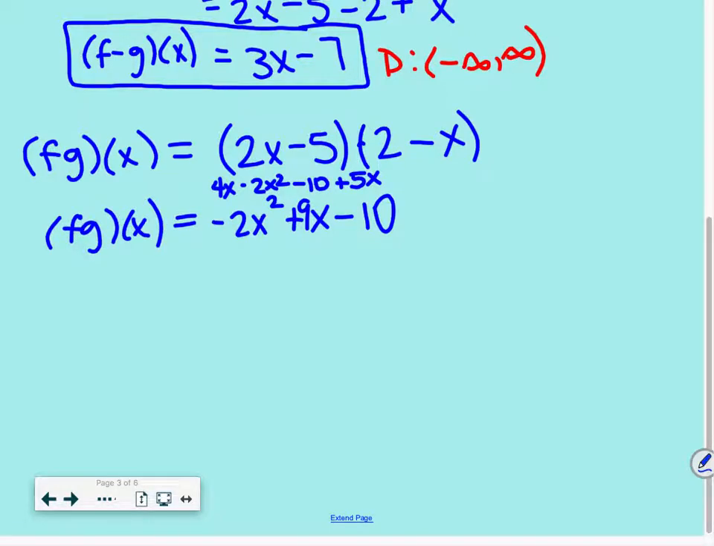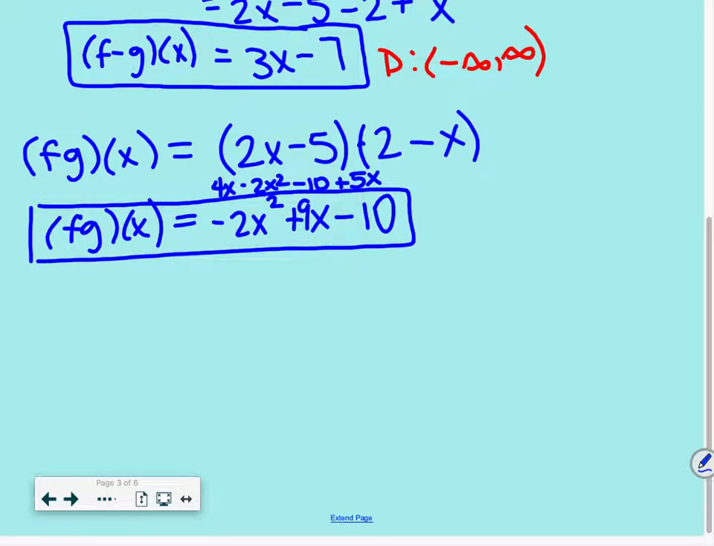Chelsea, thank you for being brave and sharing your answer with me. There's our product. Our product is a quadratic. Quadratics' domains are real numbers.